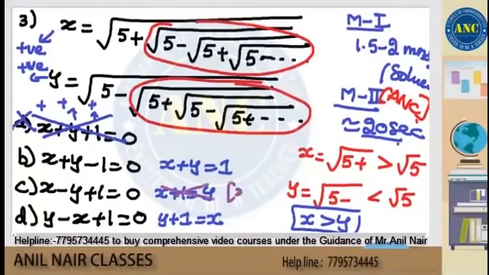Why? Because x is greater than y. I hope it is clear. y is x plus 1 means y should be greater than x, but the question is x is greater than y. This is eliminated, right? x plus y equivalent to 1. What do you mean by x plus y equivalent to 1? x is a positive value, y is a positive value, and x is greater than root 5. Greater than root 5, it is 2 point something. 2 point something plus positive, how can it be 1?